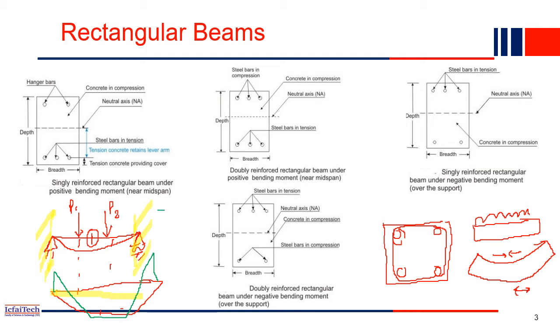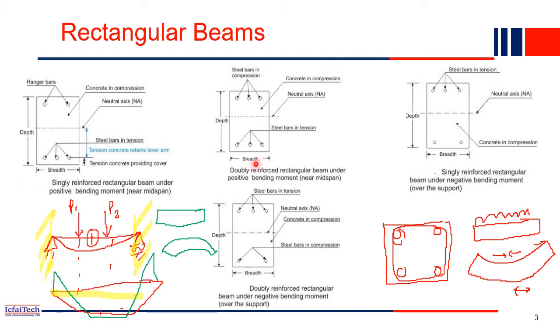So let me draw it here. If this is a beam, near the support the beam will bend like that, something like that. So that's why the bottom fiber here will be subjected to compression, whereas the top fiber will be subjected to tension. So this section is near the support, whereas this section is actually at the middle of the span. This figure and these two are actually near mid span. That's why this is a doubly reinforced section, because reinforcement is provided at the top as well as at the bottom.